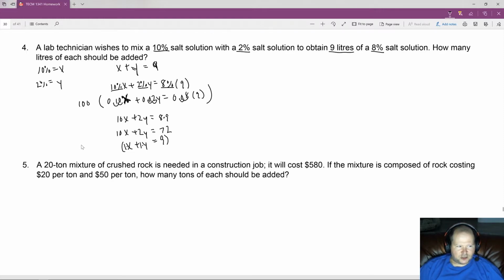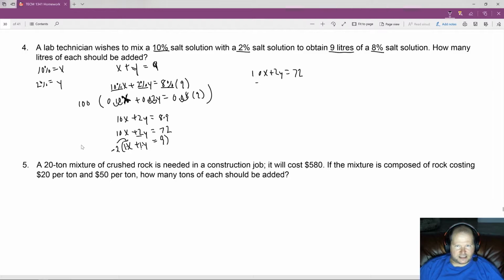So to turn this 1 into a 2, I have to multiply by 2. And since both the 2 and the 1 are positive to begin with, I need to multiply by a negative 2. So we end up with 10x plus 2y equals 72.